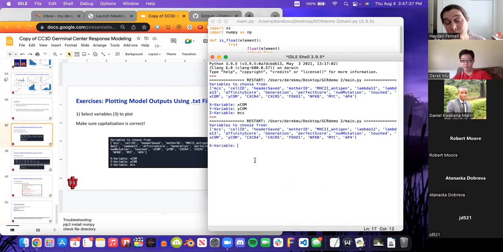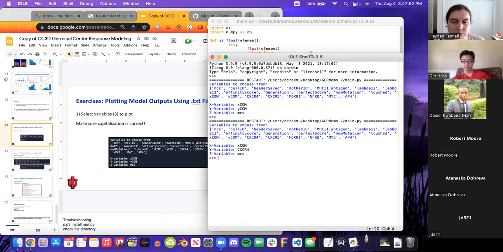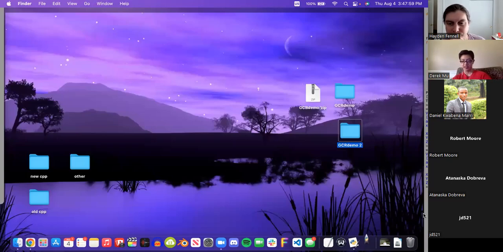So this actually would coincide pretty well with TJ's talk that he's giving today on how to use other Python programs to call CompuCell. Although I think this one might just be a straight up Python script. Does this call CompuCell at any point? This is just based on the data, right? Once you get the data. Yeah, it's just Python.